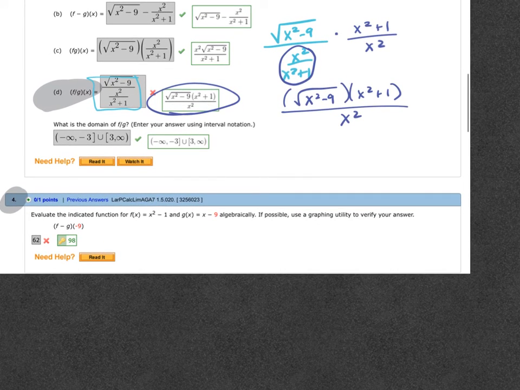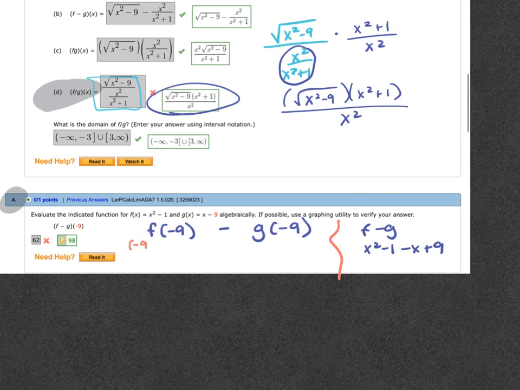And then number 4 said evaluate the function f minus g of -9. So you have two options, remember: find f of -9 and then subtract from it g of -9, or I can combine the functions together first, f minus g, x squared minus 1 minus x plus 9, and then plug in your -9. Either way, you should get the right answer. So I'll work through both.